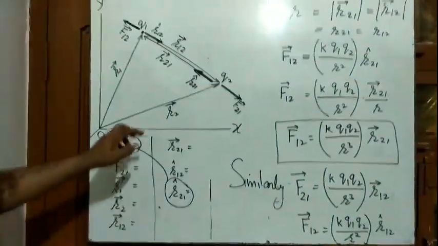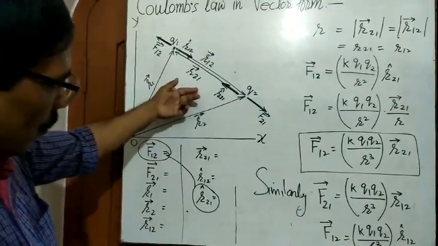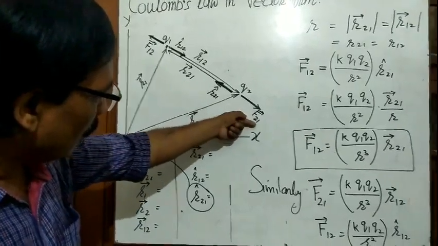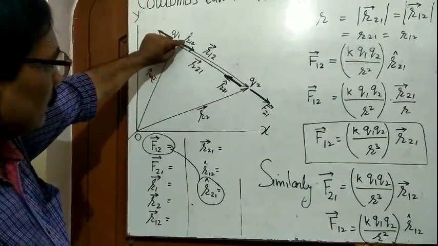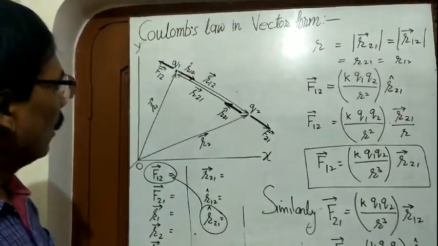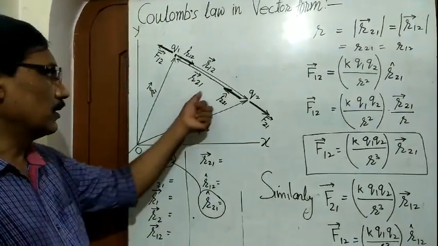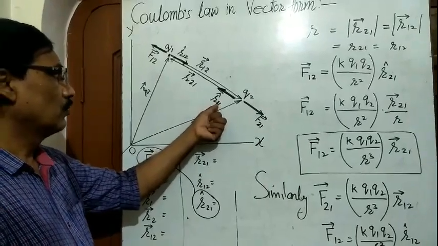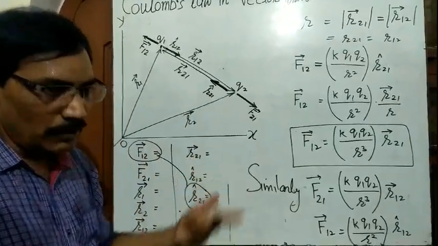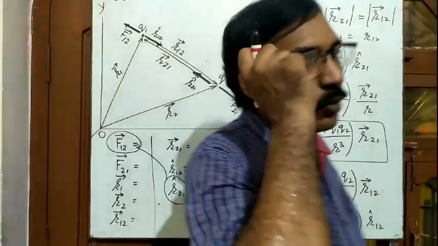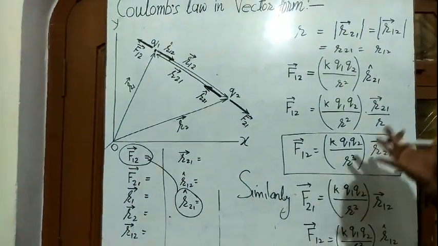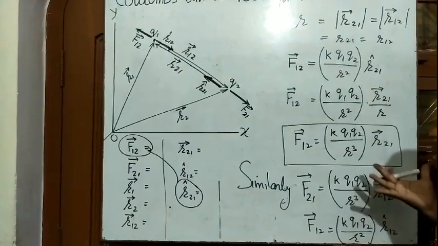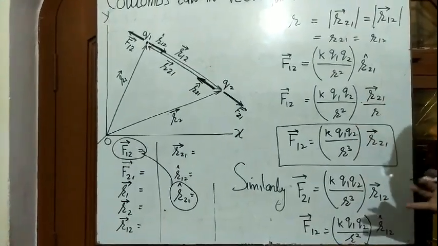In some books, force F21 is written with R21, and for F12 it is written with R12. So it totally depends upon your assumption. In different books it is written in different ways, but here I find it easier to write in this way.